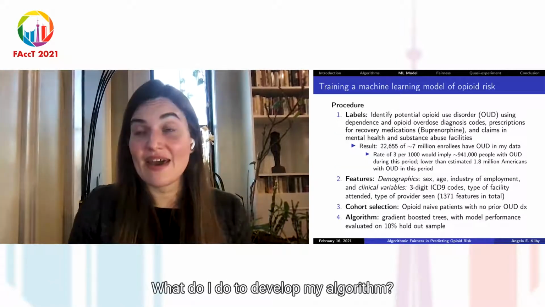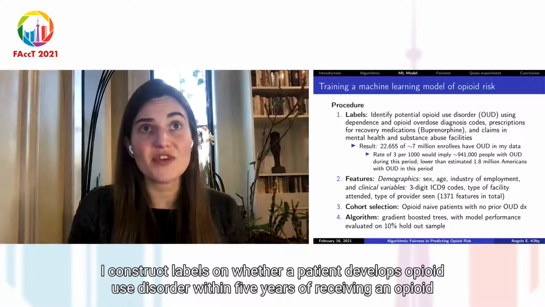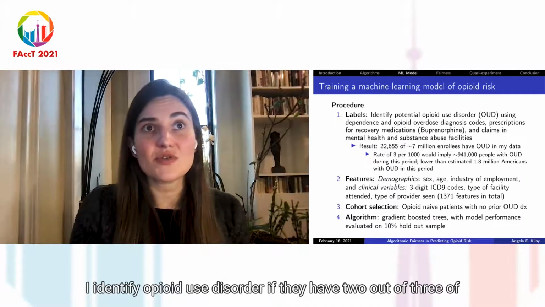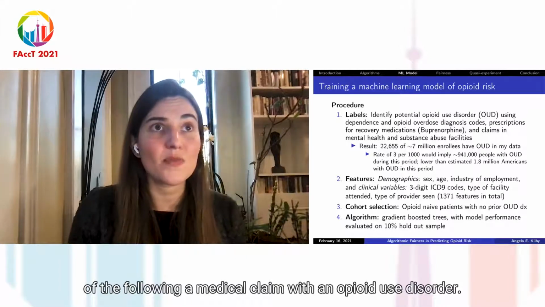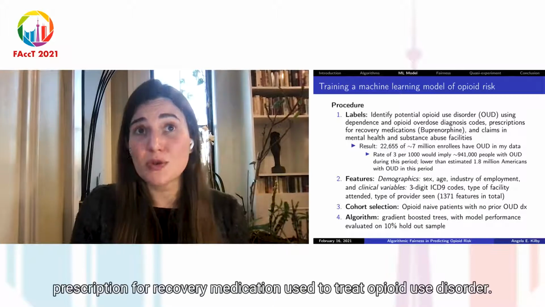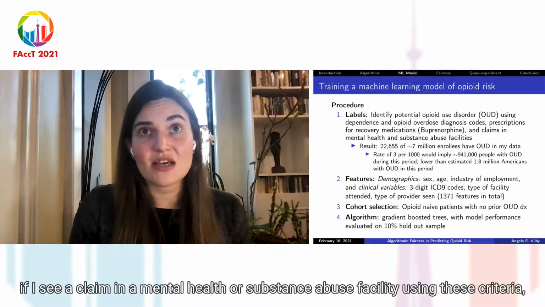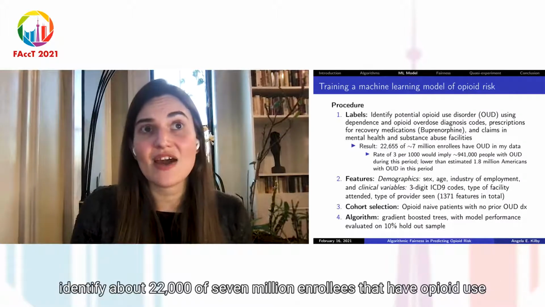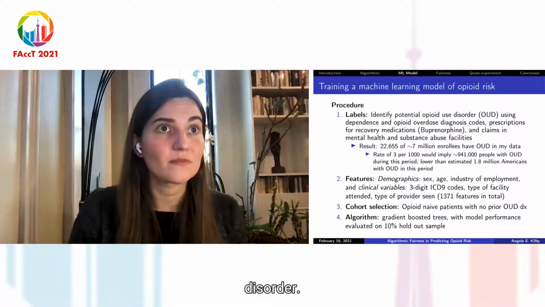What do I do to develop my algorithm? Well, first, I construct labels on whether a patient develops opioid use disorder within 5 years of receiving an opioid prescription. I identify opioid use disorder if they have 2 out of 3 of the following: a medical claim with an opioid use disorder diagnosis code, a prescription for a recovery medication used to treat opioid use disorder, these are drugs like Suboxone or Subutex, and finally, a claim in a mental health or substance abuse facility. Using these criteria, I identify about 22,000 of 7 million enrollees that have opioid use disorder.